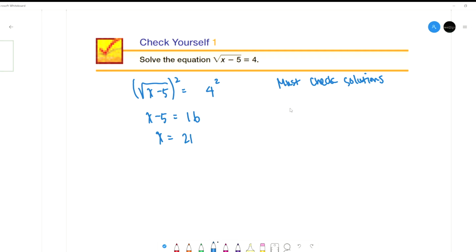All right, so let's plug it back into this original equation. So I have the square root of 21 minus 5. Does this equal 4? We need to check. So this is the square root of 16. Does that equal 4? Yes. 4 is equal to 4 on both sides. It's correct. Therefore, it's a solution. Now I can circle this and say, yes, this is a solution.